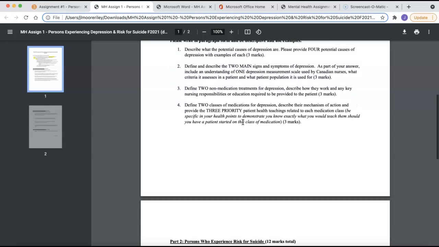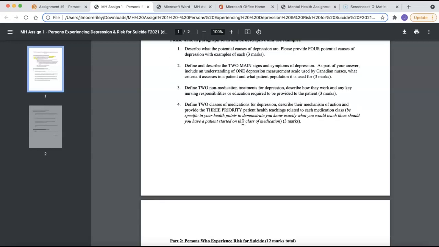And number 4, you're going to define 2 classes of medication for depression. Describe their mechanism of action. So again, how do they work specifically? And provide 3 priority patient health teachings related to each medication. The key is 3 priority. It's not just pick any 3 things to teach them. It's what, if you can only teach 3 things, are the most important for them to know.